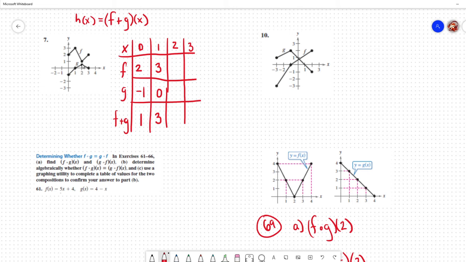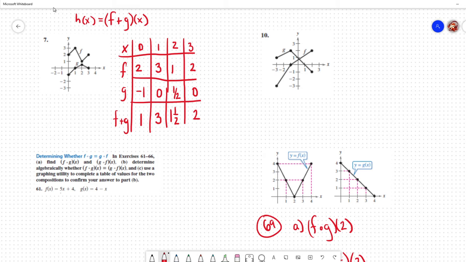Then we get to 2. When x is 2, f is 1. G looks to be at about a half. So f plus g would be 1.5. Then finally at 3, f is 2. G is again 0, meaning f plus g would be 2.